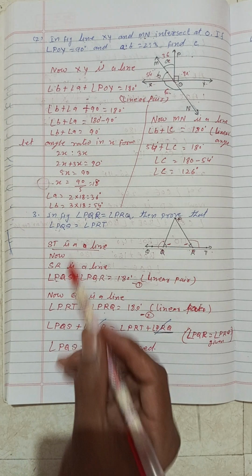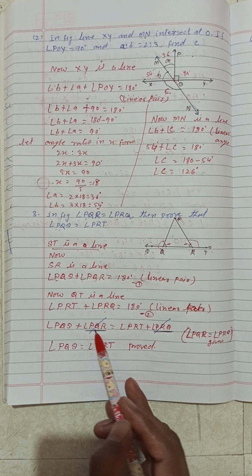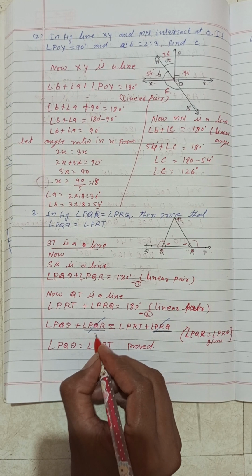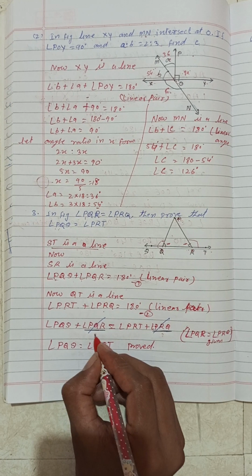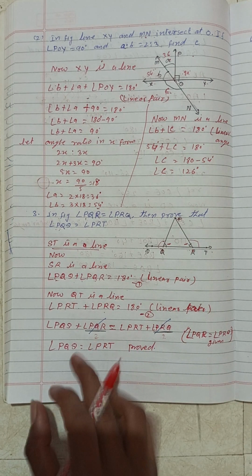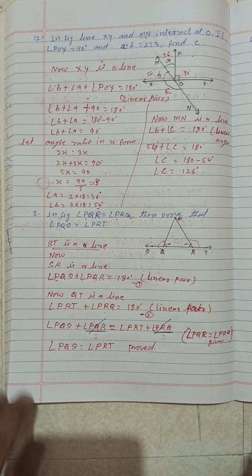I hope you understand. Since both angles are equal, the cancellation is done, because there is an equal sign on both sides. Suppose 2 is added to this side and 2 is added to this side; then the 2 can be cancelled or subtracted from both sides. So it will become 0 only.